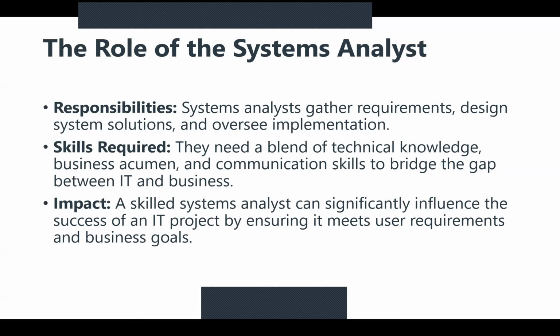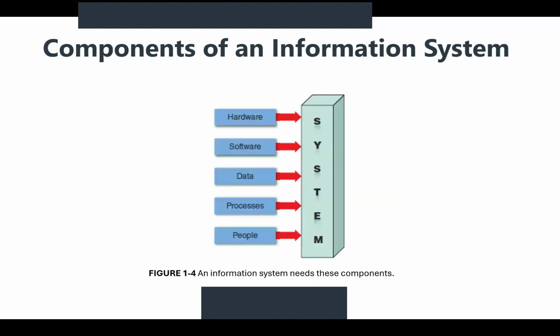Now, we have focused on what is system analysis and design. What is system analysis? How do you make a system? A system is nothing but a combination of components. And the components that we're talking about here are hardware, software, data, processes, and people. So a system consists of hardware, software, data, processes, and people.